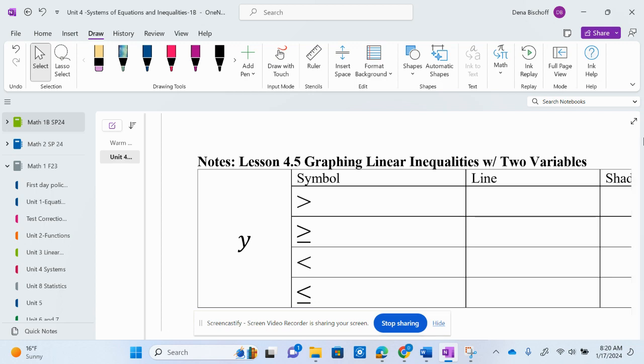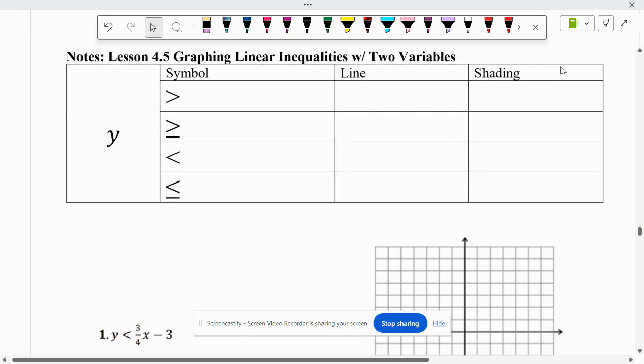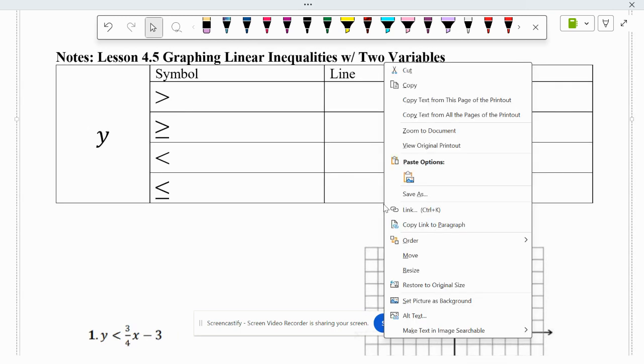If you are using your time wisely, you typically have 30 minutes in class to work on homework. You should be able to finish your paper assignments in class and then work on your Delta Maths at home. All right, so we've got to do our homework.